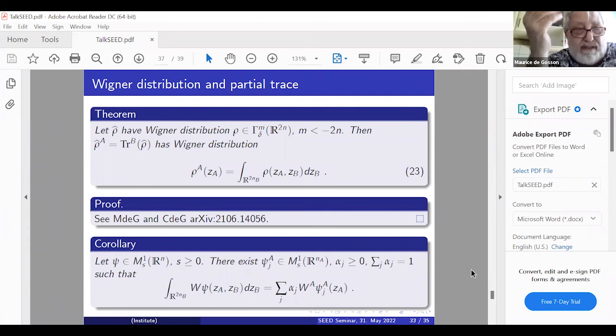And as a corollary, we have a purely mathematical corollary here. That is, if we take a function in the Feichtinger space, modulation space M1S, or in some space of quickly decreasing functions here, then you can find functions psi_j in the same space such that the integral here of the Wigner transform is equal to a convex sum of these functions psi_j. Well, it's a technical result, perhaps not to be too enthusiastic about it.